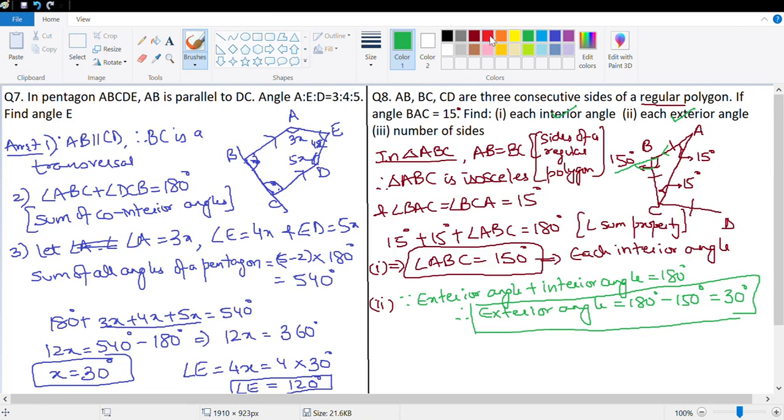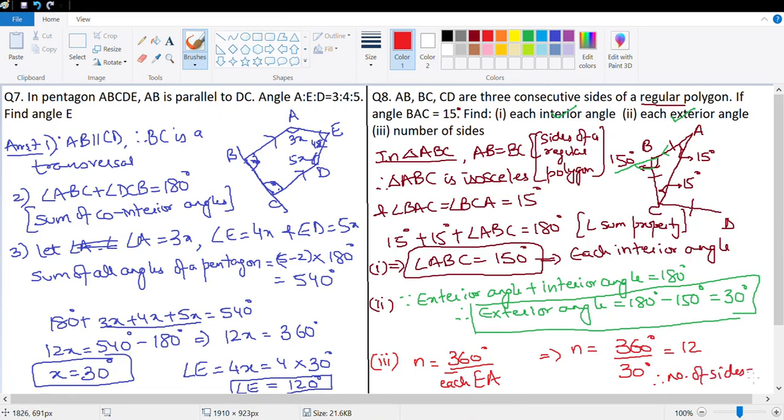Let's look at part 3. Part 3 says number of sides. So we remember the formula. Measure of each exterior angle is 360 degrees upon n. So in this case, n, the number of sides, is equal to 360 degrees upon each exterior angle, which means n will be equal to 360 degrees upon 30 degrees is equal to 12. Therefore, number of sides is equal to 12.